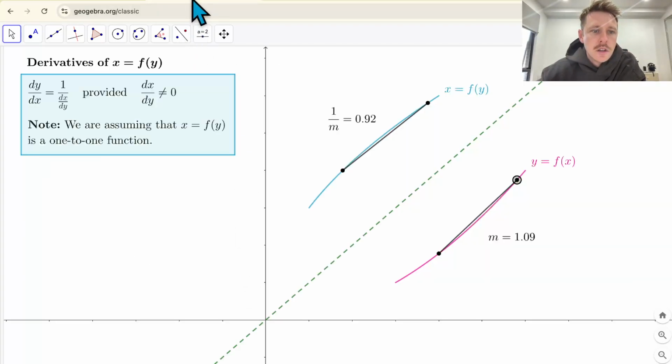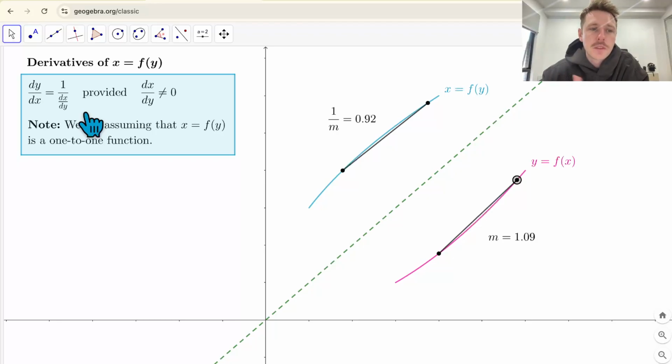So the first thing is to talk about the big idea, which is that if we're trying to find the derivative of x equals f of y, well, sure enough, we can take the reciprocal. So we can say that dy dx is equal to 1 over dx dy, as long as dx dy is not equal to 0. So you should see that and be like, why on earth is that true? Because that's certainly my first reaction.